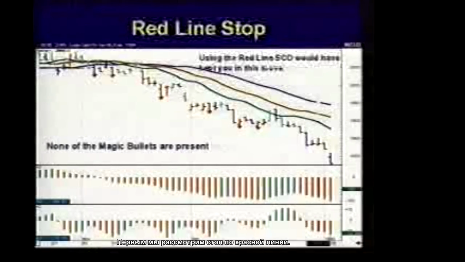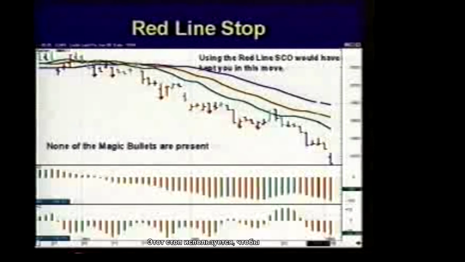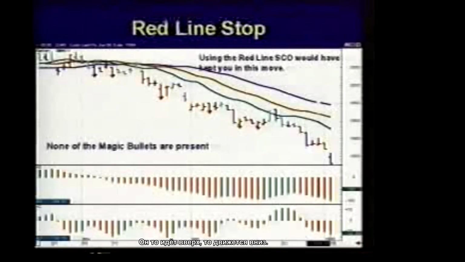The first one we want to look at is the red line stop. The red line stop is the one you want to use when you feel like you are in a trend. This is the stop that is used to hang in there, to be in for the long term. What you'll notice in the market is many times the market breathes. You're going to see the market pull down or go in one direction, and then it's going to pull back like it's taking in a breath.